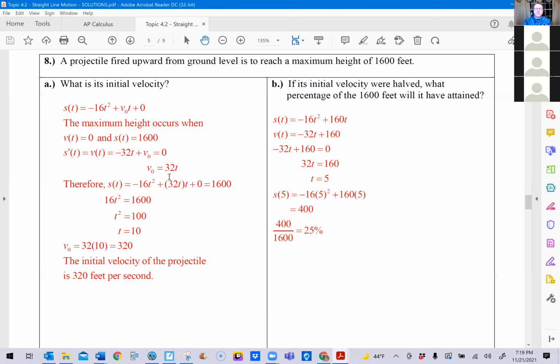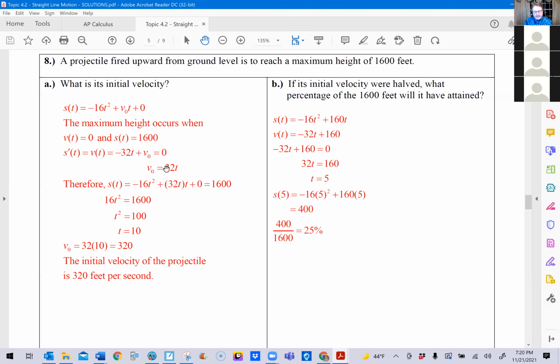What else do you know when that ball reaches the highest point? As we said, the position is equal to 1600. But remember that V0 that you found earlier, that 32t, you just substitute in for the V0 right there. And now you have an equation that only has a t in it. The -16t squared plus 32t squared is positive 16t squared. Divide to get 100, square root to get 10, and then the time 10 is what you use in the initial velocity equation to solve for V0.